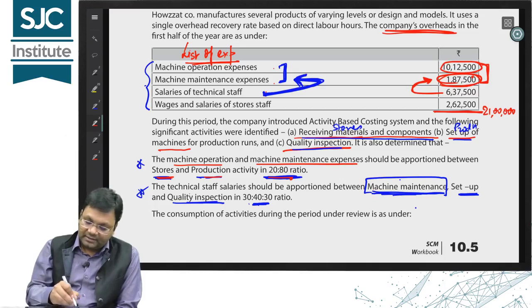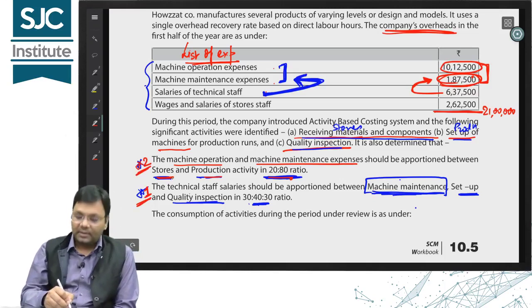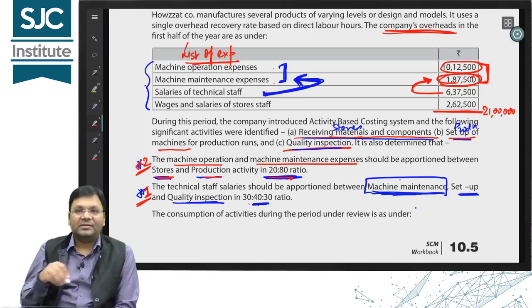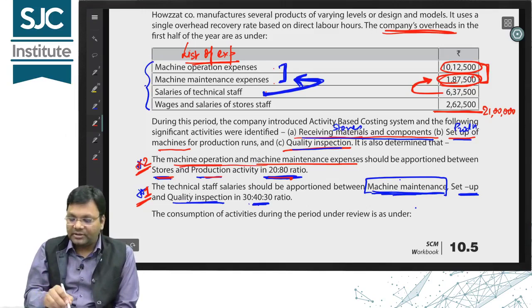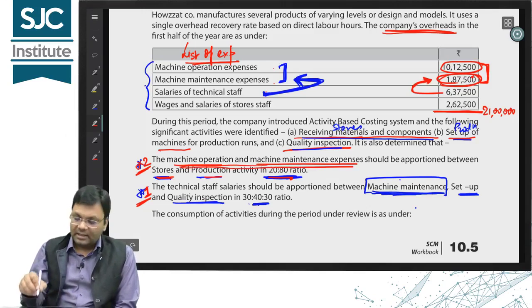So the trick here in the question is, you will do this allocation and apportionment first, and then you will do this one, not in the flow of the information given. First you will do allocation of technical staff because some portion of it is going to machine maintenance. So let us hold machine maintenance and operation expense for first apportionment. First let us clear out technical staff, then we will take up operation maintenance and this portion from technical staff going into machine maintenance, and then that will be apportioned in totality in 20:80 ratio.